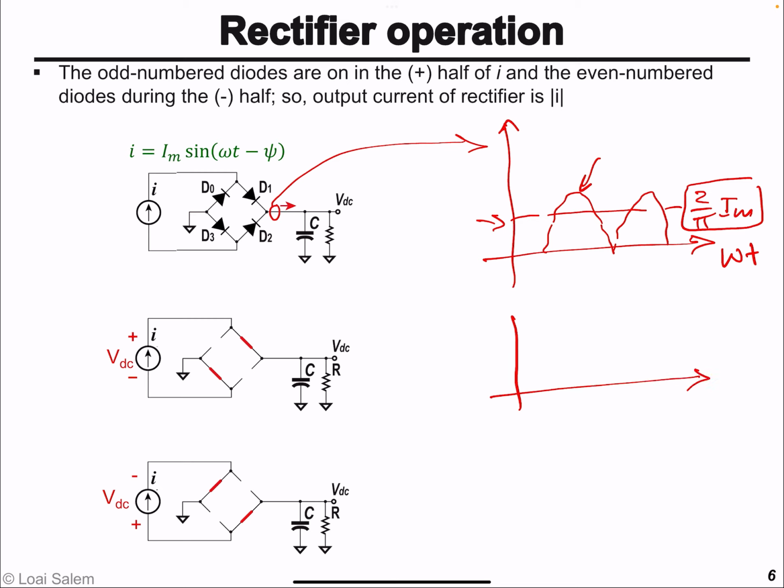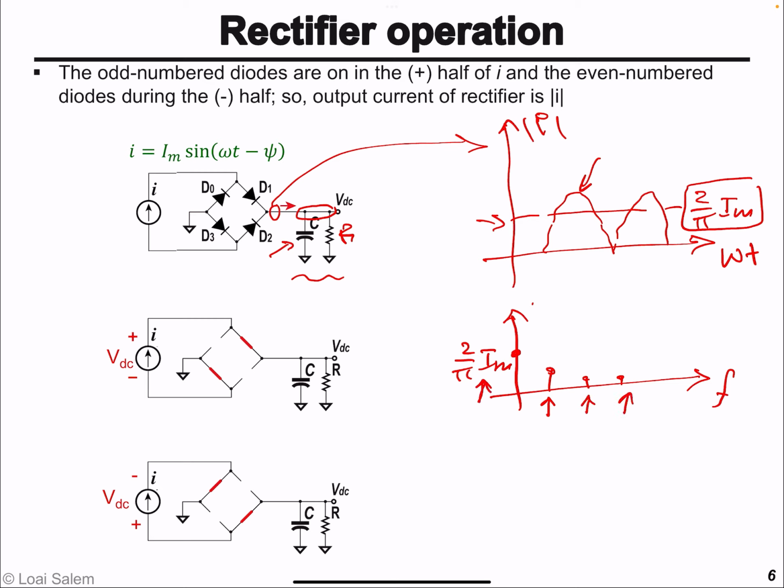So if we sketch the output current from the rectifier in the frequency domain, we'll find that it will have a DC component at 2 over pi Im, as well as higher order harmonics. Now, to reject the high order harmonics, we connect in parallel with the DC load a very large capacitor C. And since this RC circuit is linear, we can apply KCL at this node for each frequency component at a time. So we can apply it at the DC component first, and then at the first or fundamental component, the second harmonic, the third harmonic, and so on.